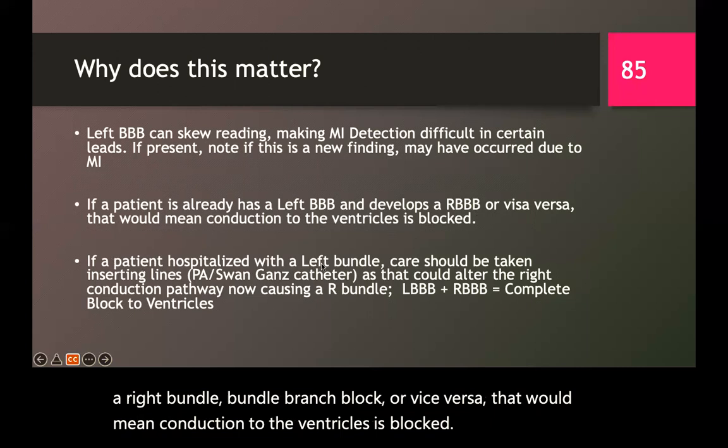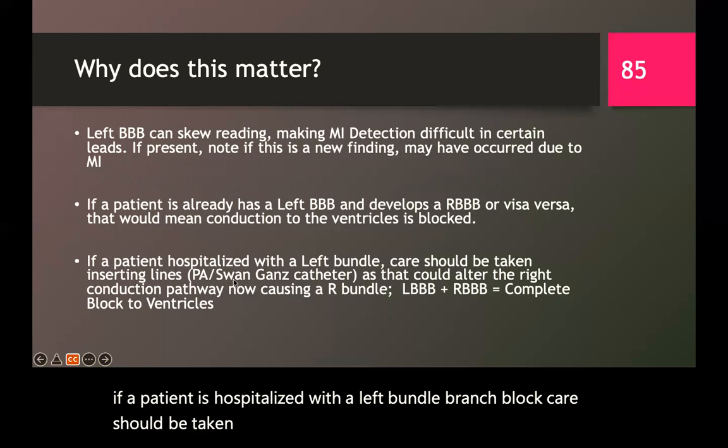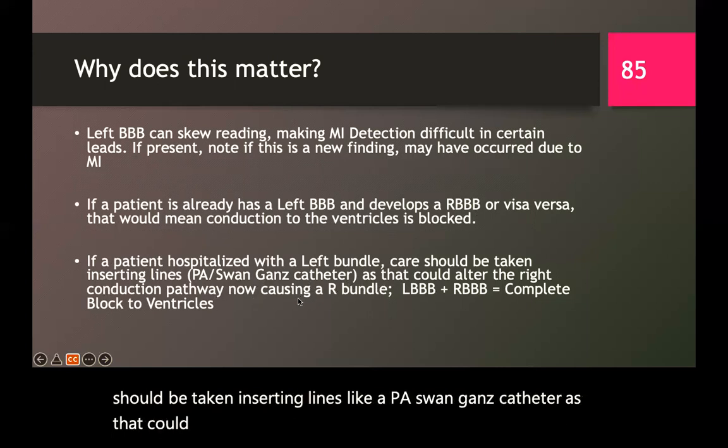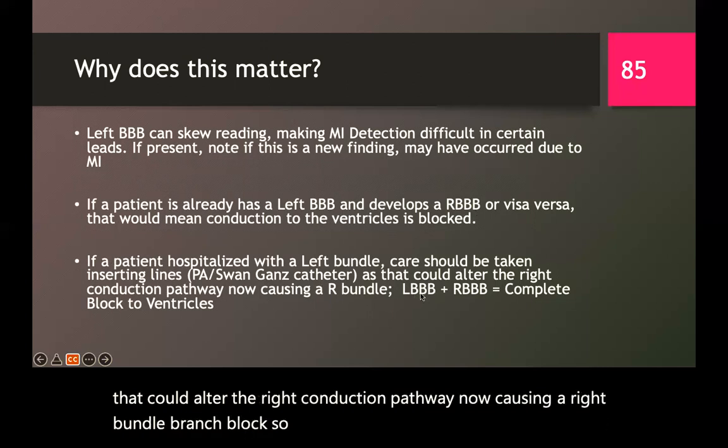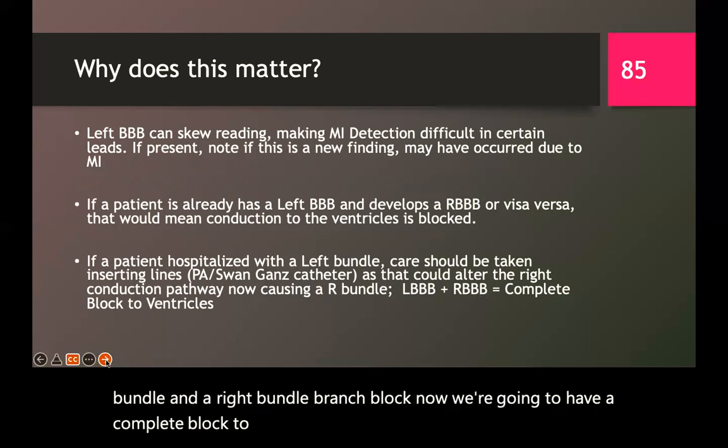If a patient is hospitalized with a left bundle branch block, care should be taken inserting lines like a PA Swan-Ganz catheter, as that could alter the right conduction pathway, now causing a right bundle branch block. So if we're blocked on both a left bundle and a right bundle branch, now we're going to have a complete block to the ventricles. Now our patient's in big trouble.